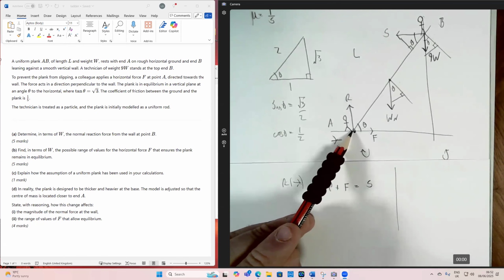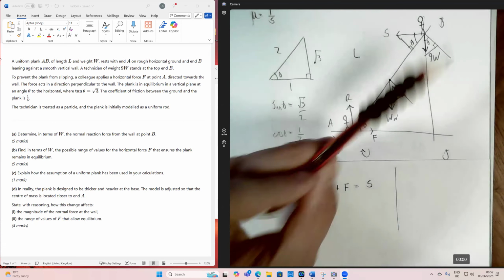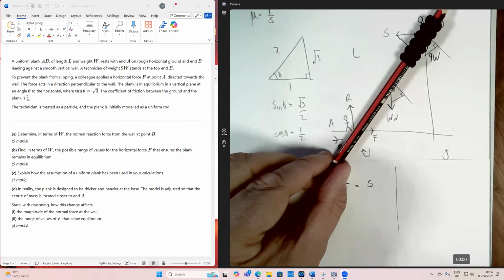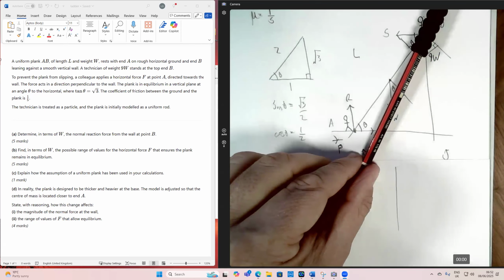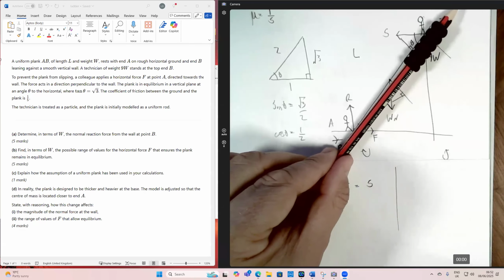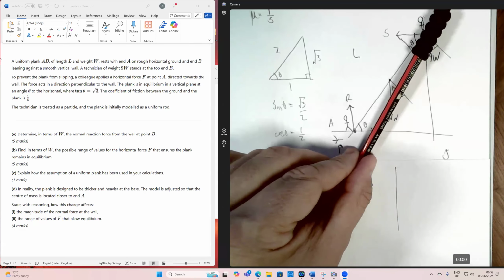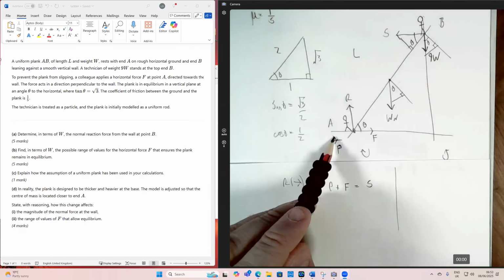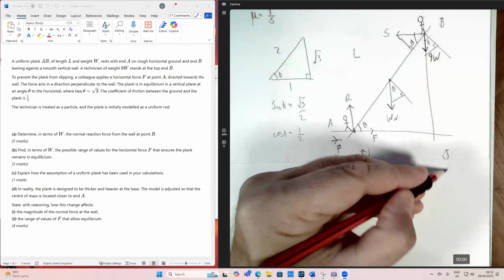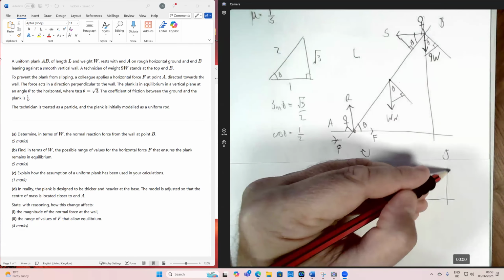So if the horizontal force is increased, then the plank is still in equilibrium, but it's now on the point of being pushed up the wall. And because this greater force is on the point of pushing it up the wall, that means that this horizontal force here has reverse direction, okay? So in that situation, what we've got is this.